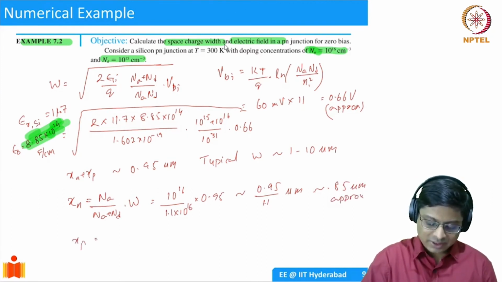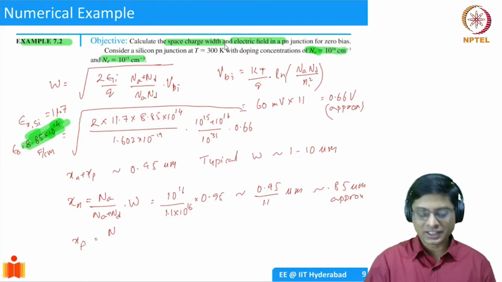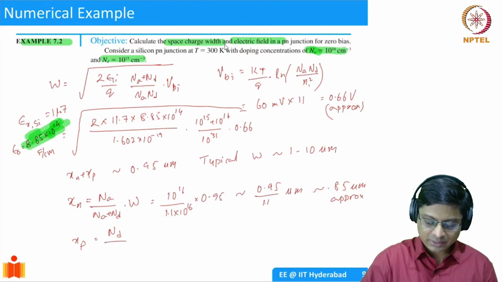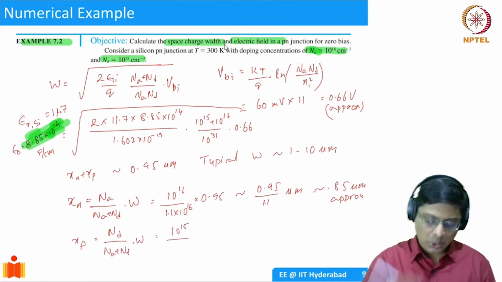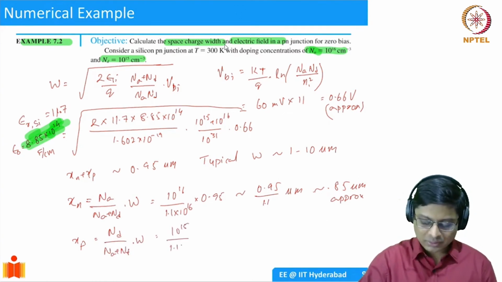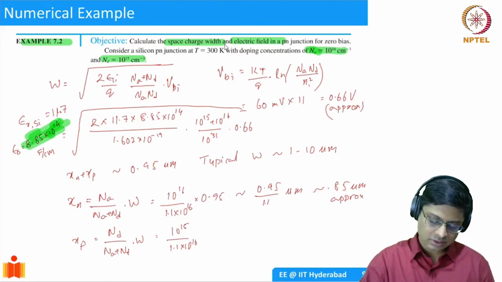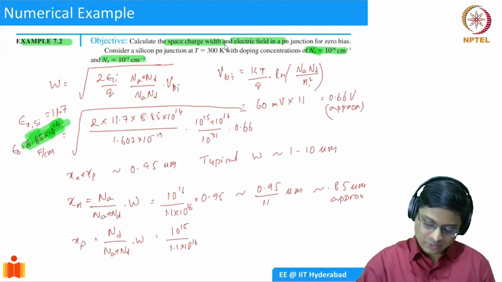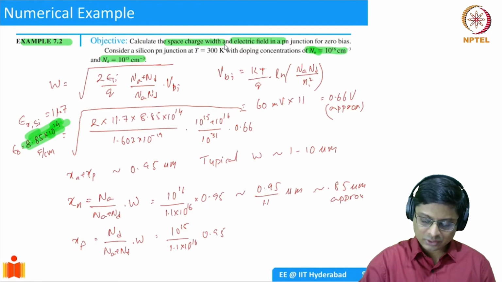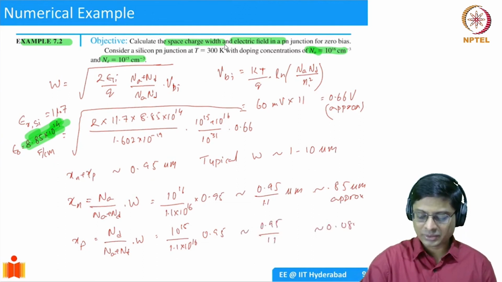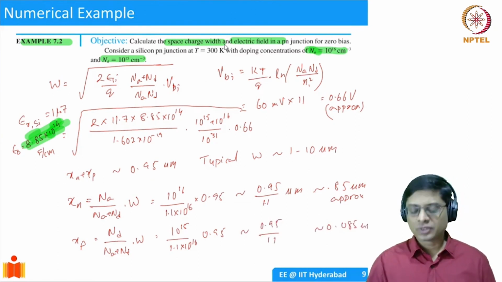xp is going to be in the p-type region, so you want the depletion width there. So you have to take the n-type concentration. So Nd divided by Na plus Nd times the width. So this is 10^15 divided by 1.1 times 10^16, times 0.95. So that's going to be 0.95 divided by 11, so this is going to be 0.085 or something. Okay. So this is how the calculations can be done.